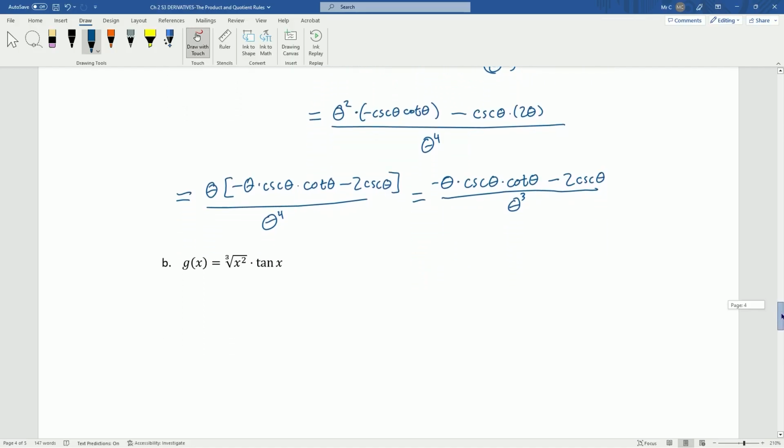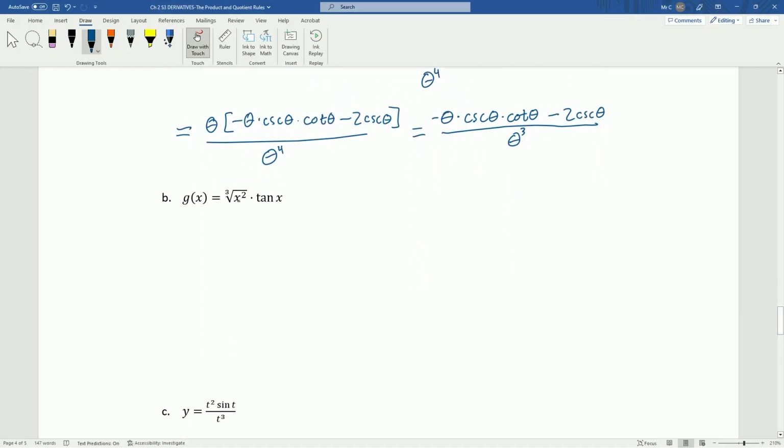Okay, let's look at another example here. So here we've got g of x, so we want the product of these two things. The cube root of x squared times tangent of x, we want the derivative of that. But before I do that, I'm going to rewrite the cube root of x squared as x to the 2/3 power. Okay, so that's the derivative of the first times the second plus the first times the derivative of the second.